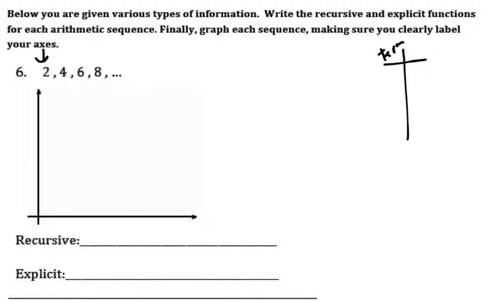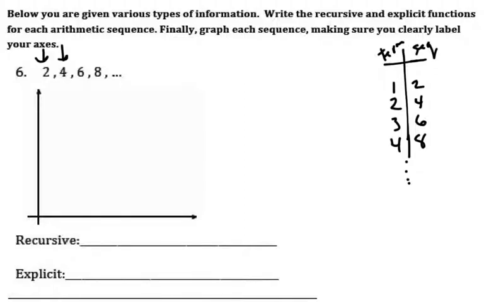So 2 here would be the first term. Okay. Then we'd have the second term, which would be 4. The third term would be 6. The fourth term would be 8, and we could just keep going on if we wanted to. And so this is the sequence number.